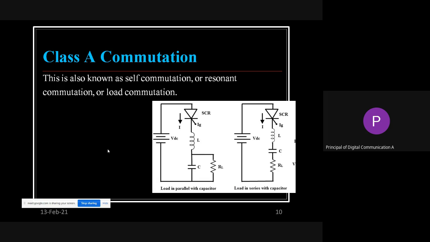Okay. So this method has also been given another name, depending on the scenario: the self commutation or resonant commutation or load commutation. Depending on the particular scenario or the working of each one, these names have alternatively been given to it. So that also we are supposed to remember.